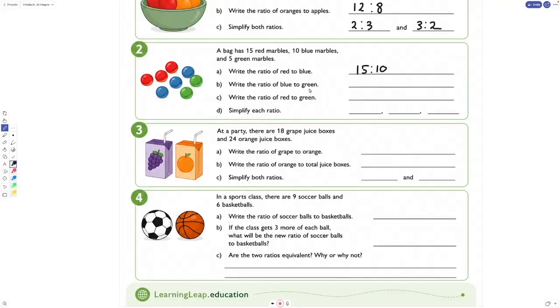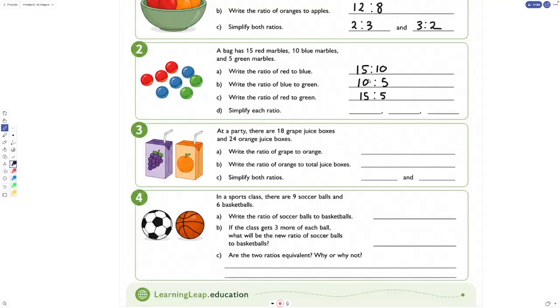Ratio of blue to green. Try to solve this yourself. Pause the video. See what you get. And it's going to be, so blue is 10 and green is 5. So it will be 10 to 5. And finally, we have the last one, red to green. Red, we have 15, green 5. So we're going to do 15 and 5.